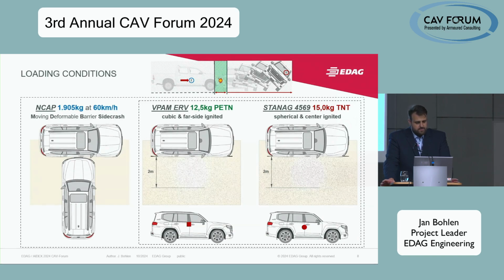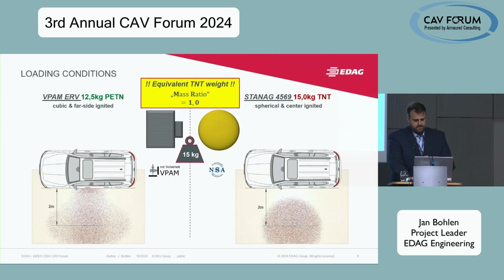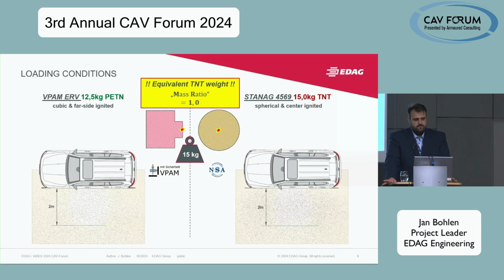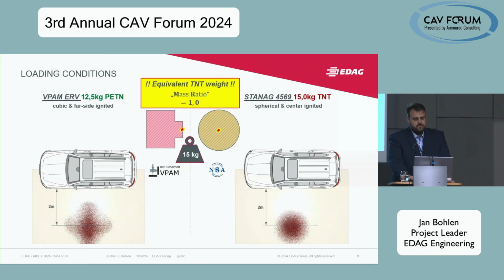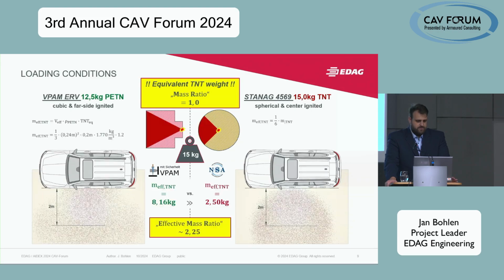I have to do the comparison to both of them, since obviously they are not equal, and I will explain that before I start with the crash comparison. It is right, both of the charges have an equivalent TNT mass of 15 kilogram. That's true, but when we take a closer look and we cut them in half, and we take a look at the ignition point of it, we clearly see that the characteristics of the charges are totally different.